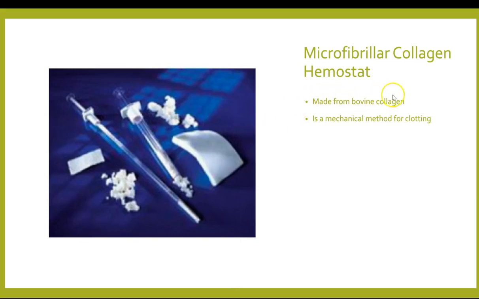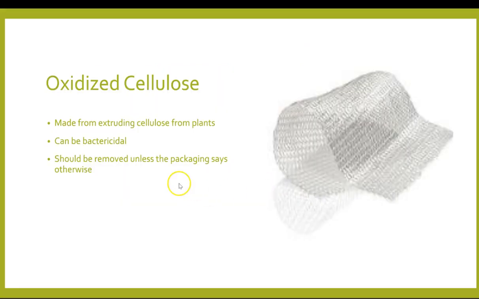We have microfibrillar collagen hemostat, once again, made from bovine. It's a mechanical method. It's the same kind of collagen hemostat, except that we've shredded it up so it's nice and tiny, has lots of tiny little holes, and it's a little softer to touch than just the regular collagen hemostat. And once again, a mechanical method of clotting, it just provides a matrix for those platelets to grab onto.